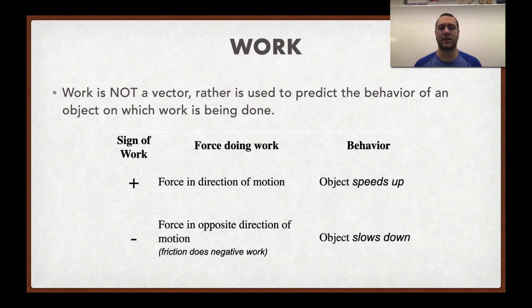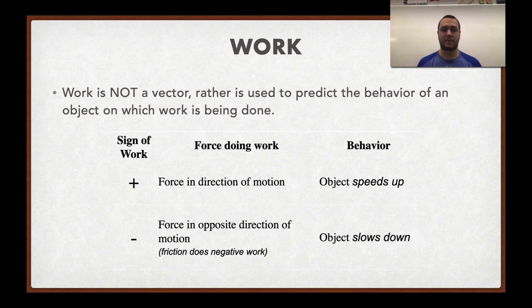Now, this is an important little note too. Work is not a vector. Displacement is a vector, force is a vector, but what you get out of work gives you an idea of what's happening. It's not a vector, but we can tell what's happening to the object when work is being done on it. For example, if the sign of work is positive, that means your force is positive and your displacement is positive. That means the object is speeding up, because the net force and the displacement are in the same direction.